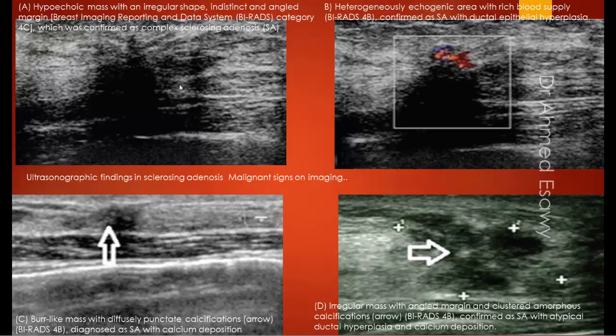Firstly, a hypoechoic mass with an irregular shape and indistinct angled margin. This is reported as BI-RADS 4C, confirmed by biopsy as complex sclerosing adenosis. Next case, a heterogeneously dense echogenic area with rich blood supply, scored as BI-RADS 4B, confirmed as sclerosing adenosis with ductal epithelial hyperplasia. Next case, a pear-like mass with diffusely punctate calcification, scored BI-RADS 4B, diagnosed by biopsy as sclerosing adenosis with calcium deposition. Last mass seen as an irregular mass in ultrasound, angled margin, clustered microcalcification, scored BI-RADS 4B, confirmed as sclerosing adenosis with atypical ductal hyperplasia and calcium deposition.